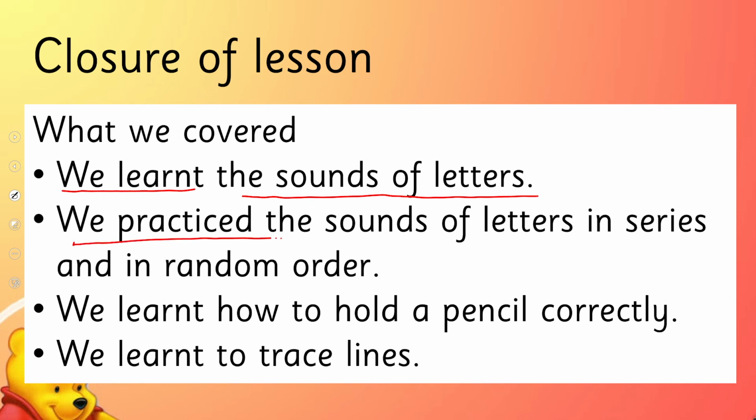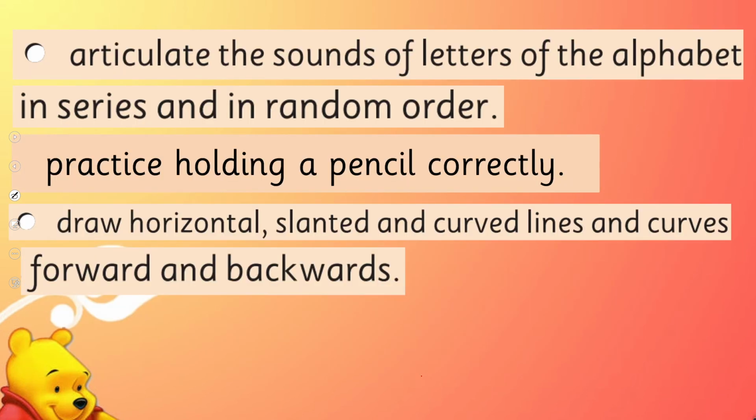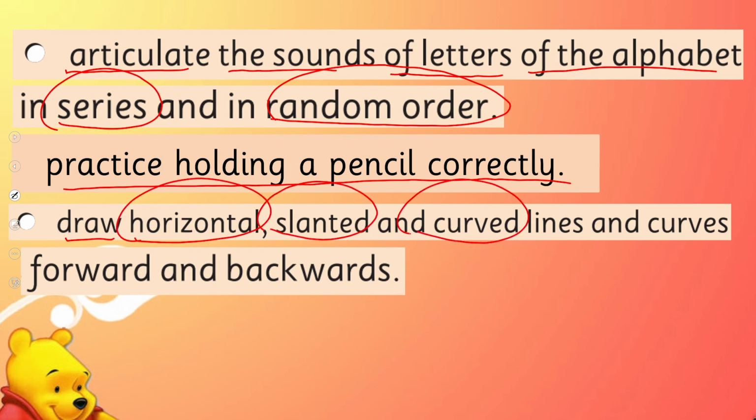We have covered, we learned the sounds of letters. We practiced the sounds of letters in series and in random order. We learned how to hold a pencil correctly and we learned to trace lines. So in this way, we achieved our SLOs: to articulate the sounds of letters of the alphabet in series and in random order, practice holding a pencil correctly, and draw horizontal, slanted and curved lines and curves forward and backward. Are we done with it?